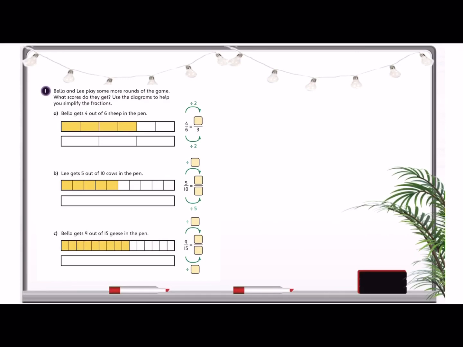Okay, so this is similar to our first question, but this time we're just going to get a little bit more practice at doing this. So in part A, Bella gets 4 out of the 6 sheep into the pen. So we know the total number of sheep she could have got into the pen is 6. So this is the whole. So that will be our denominator. And we know that she got 4 of the whole, so 4 out of the total. So 4 will be our numerator. So we've got 4 out of 6.